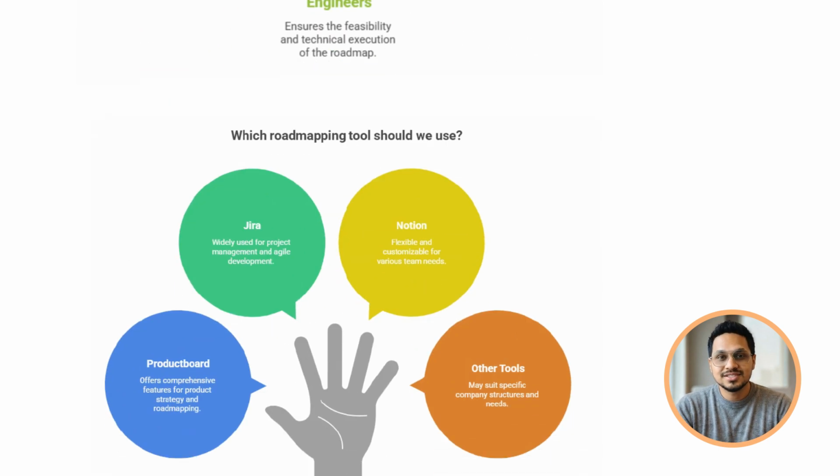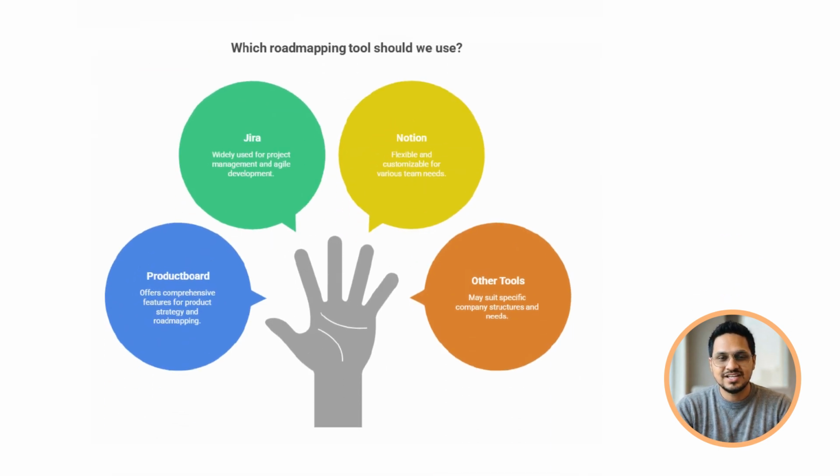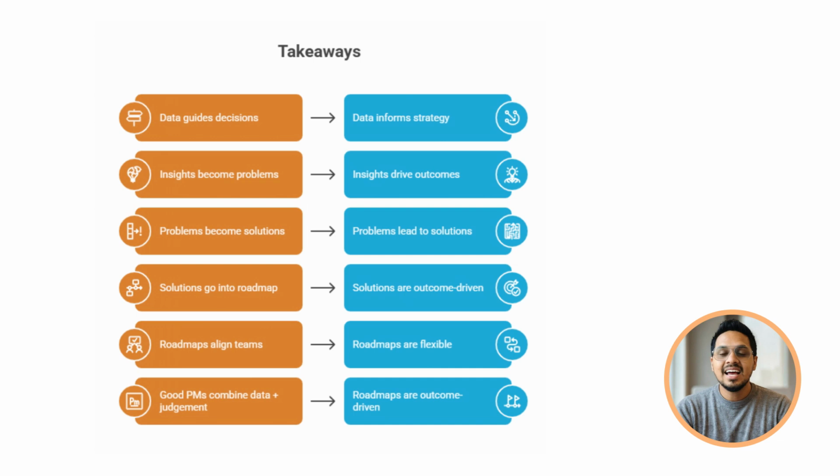And the most common tools we use today for road mapping are Product Board, Jira, Notion. And there are other varieties of tools, but they vary from company to company depending upon their structure, needs, and capacity. Remember, great PMs don't ask, what should we build? They ask, what problem matters most right now? Because focus creates impact.